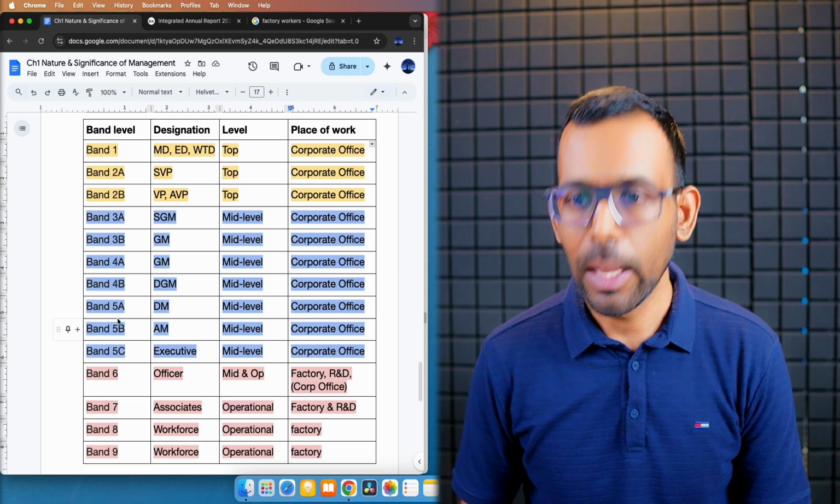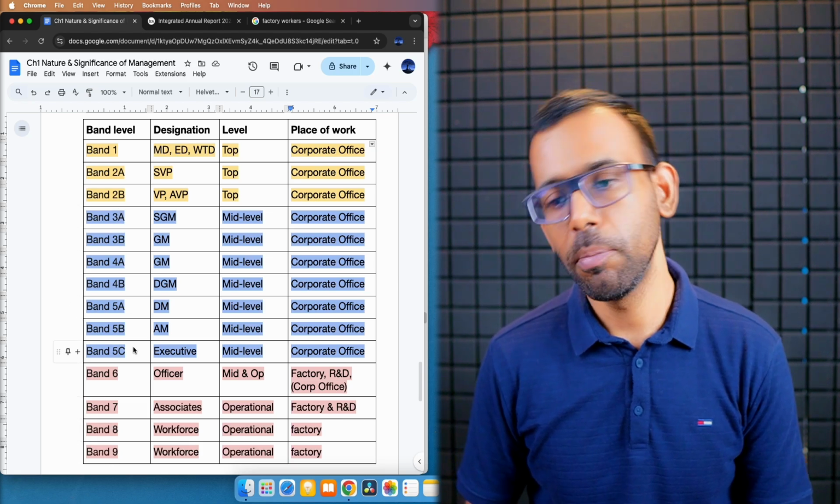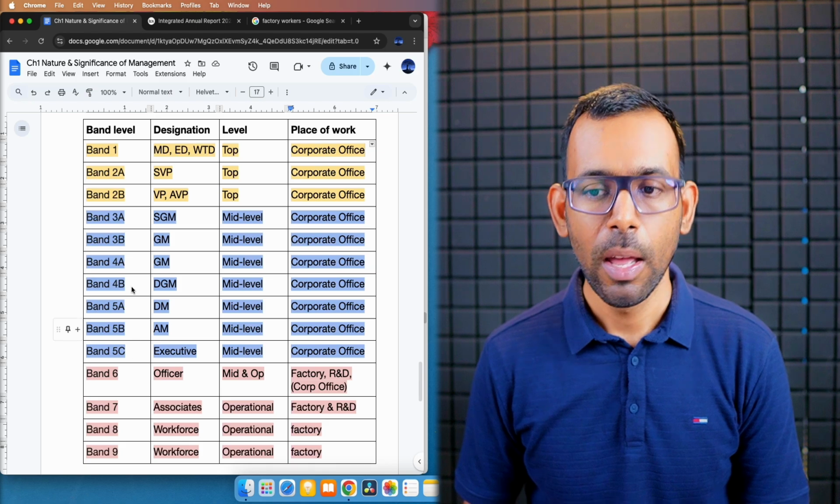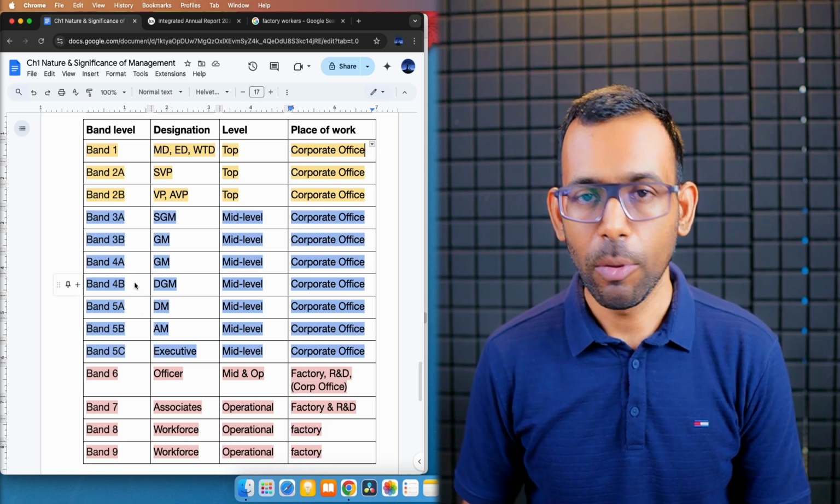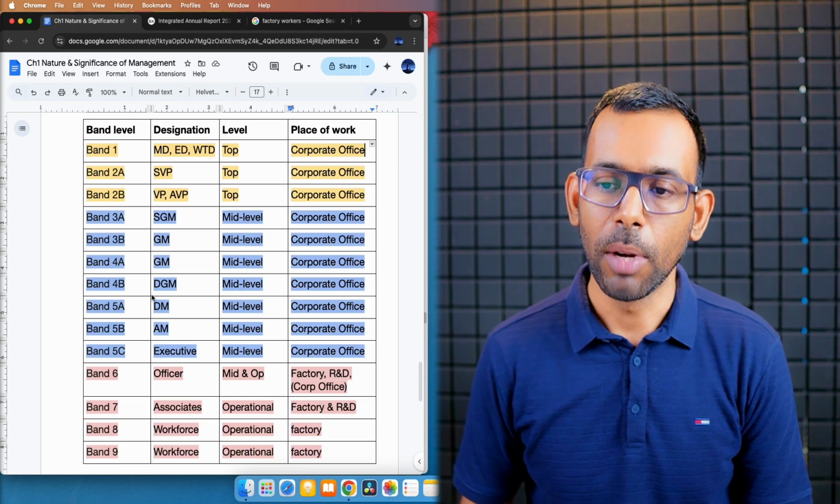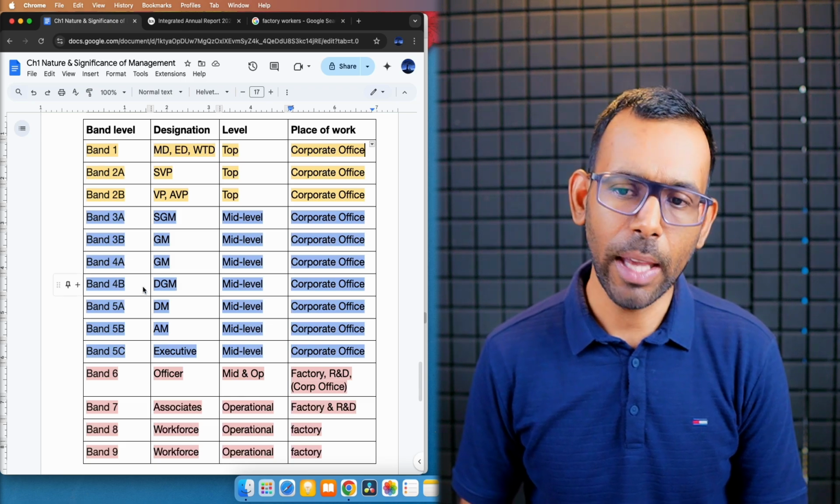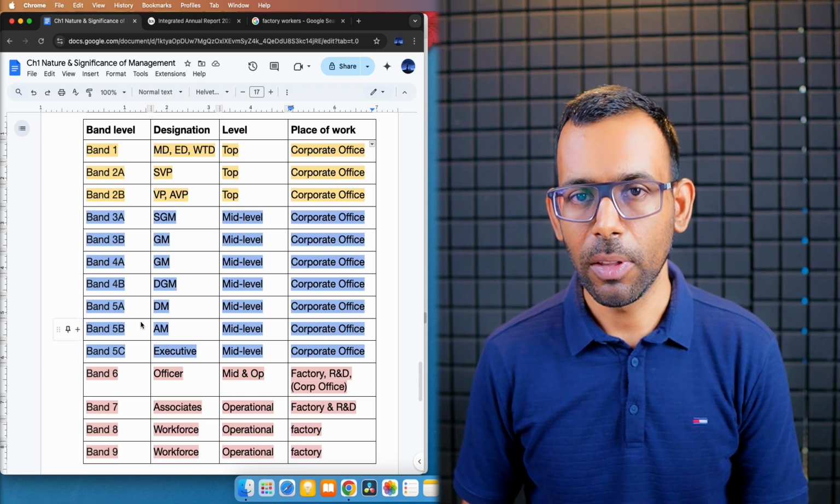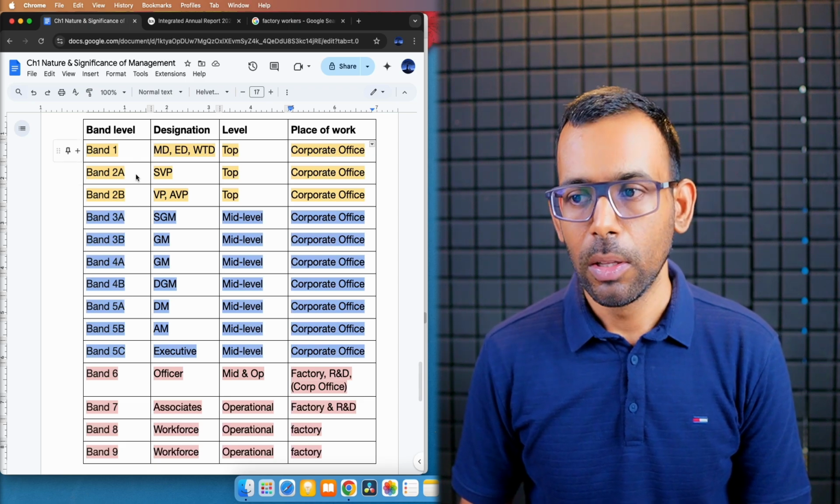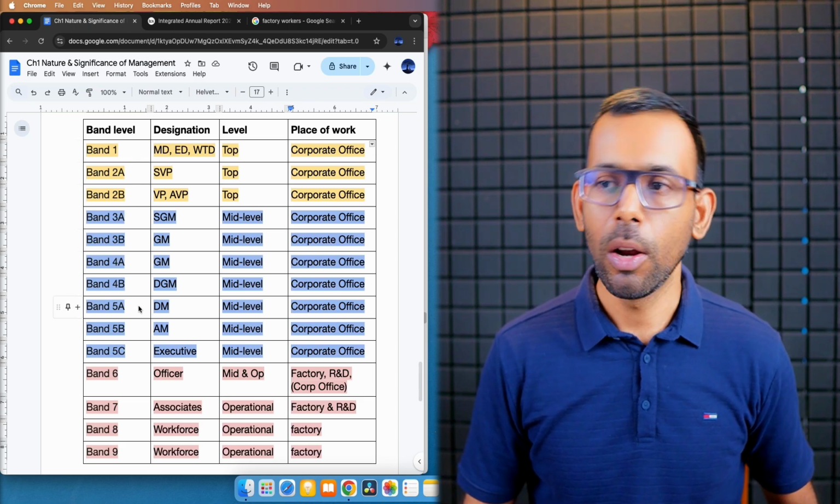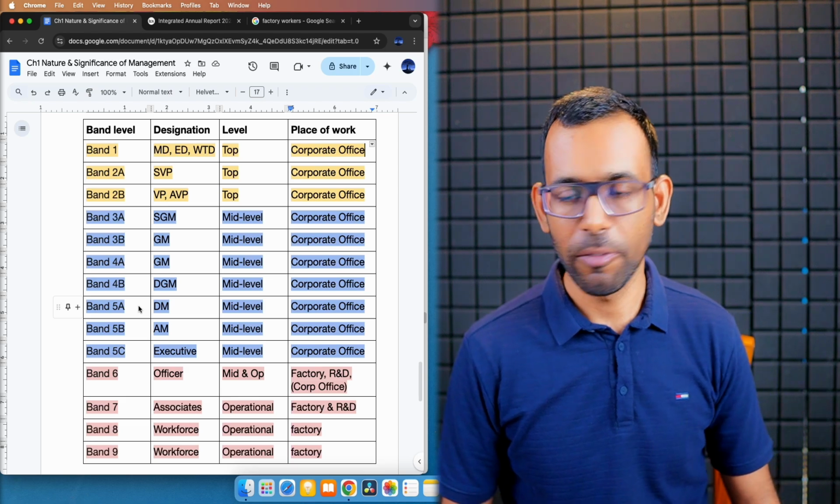So this is exactly what the ladder looks like. I joined at 5C. Maybe had I worked till now, I might have come to deputy manager, or maybe band 4B, deputy general manager, I'm not sure. But this is how the hierarchy works. I came out of the organization after 3 years and started my business. So this is how the corporate ladder looks. I hope you got a better idea about the levels of management.